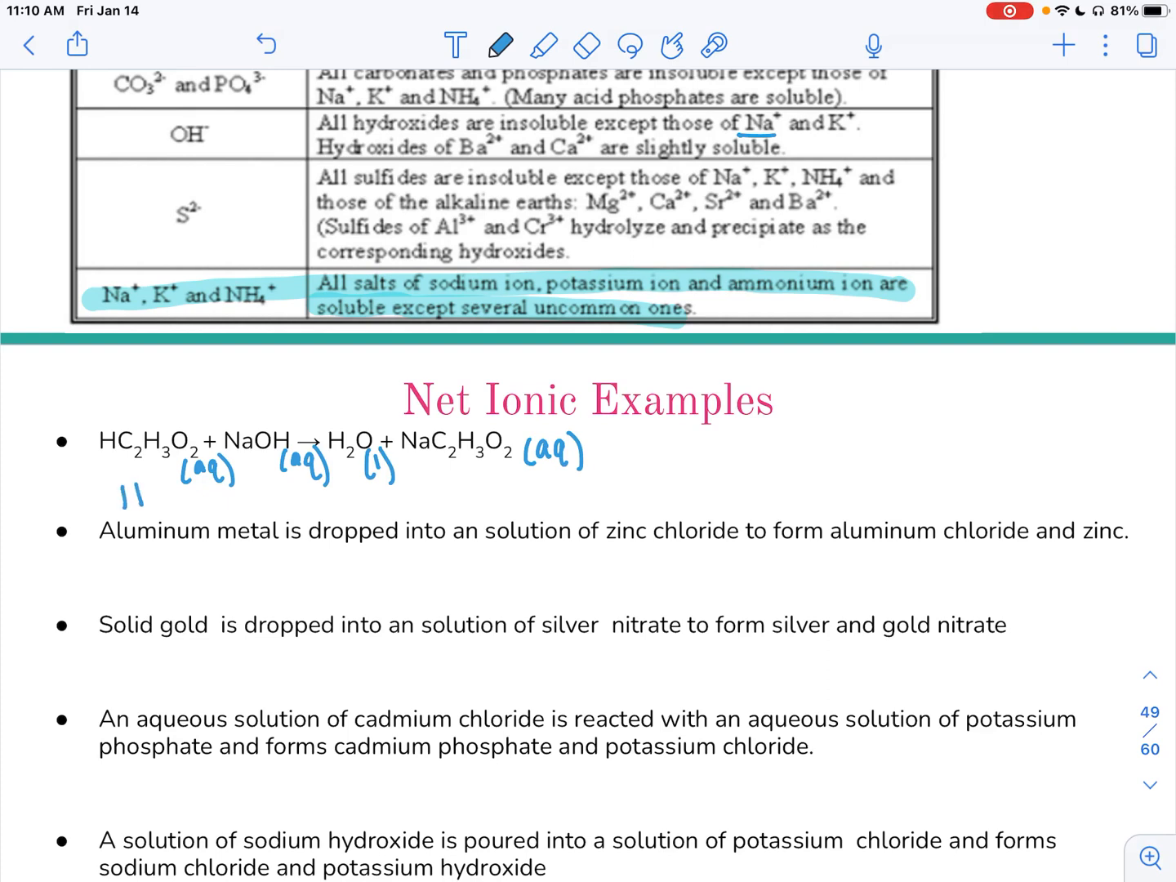So for this one, I'm going to do H plus acetate. And then I'm going to split up NaOH. Na, we know, gets a 1 plus charge. OH gets a minus charge. Anything that's not aqueous stays together. So that liquid stays together. And then we'll split up our sodium acetate.